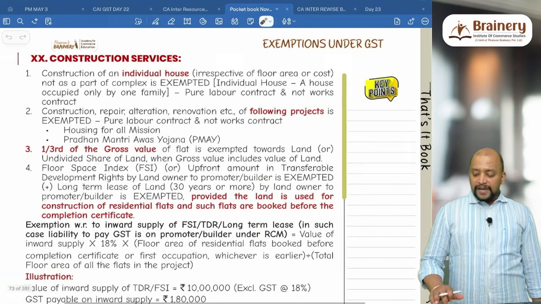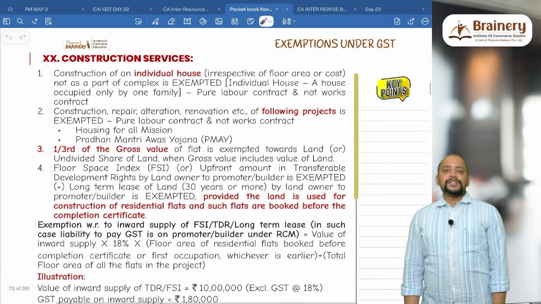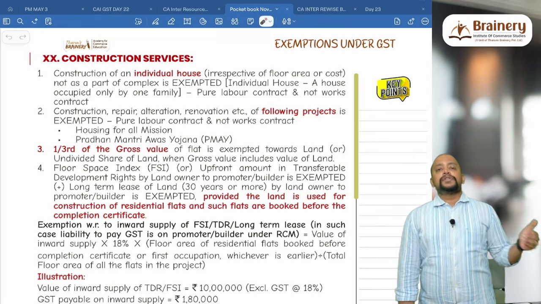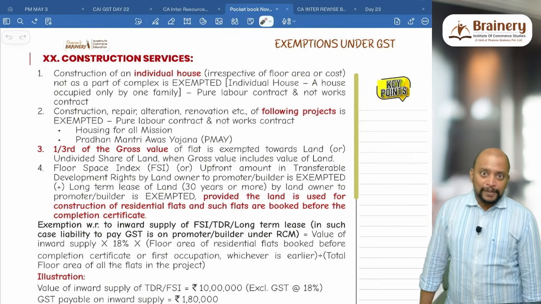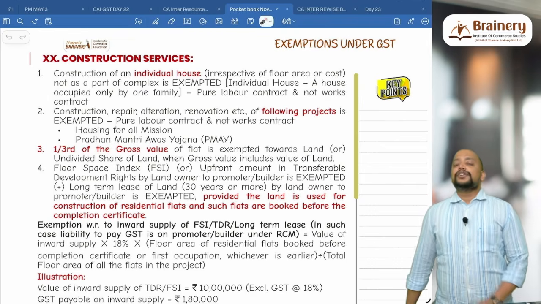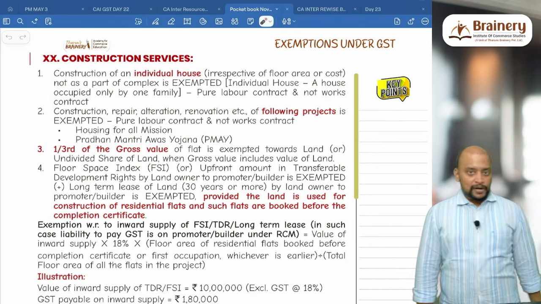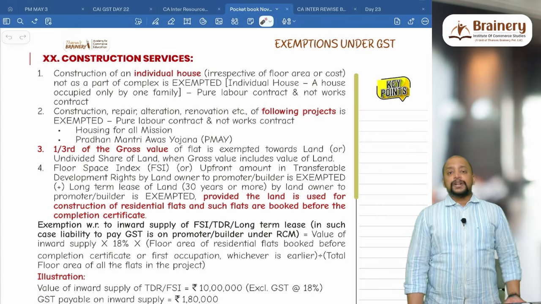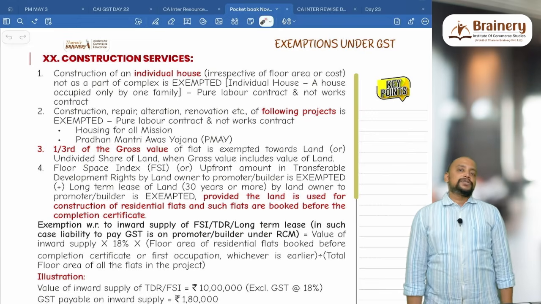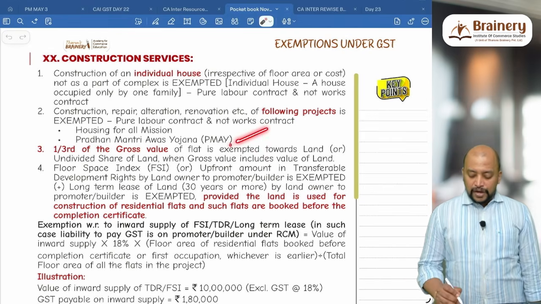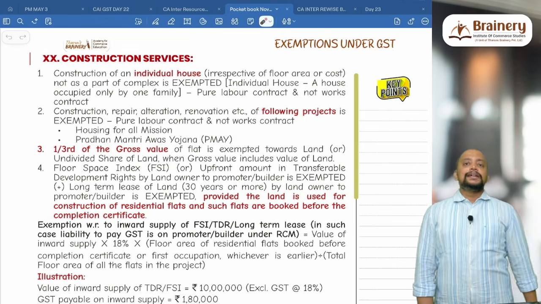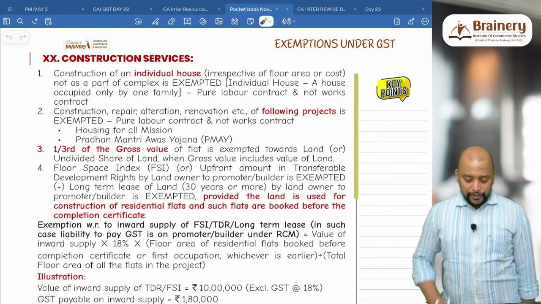Then next, we have construction services. In that, the first point: construction, only construction, not repair. Construction of an individual house otherwise than as a part of a complex is exempted, and individual house means a house occupied by a single family, and it should be only a pure labor contract, not a works contract. Second point: construction, repair, alteration in relation to a beneficiary-led individual house under Pradhan Mantri Awas Yojana or Housing for All Mission is exempted, both construction as well as repair. And here again it should be a pure labor contract but not a works contract.